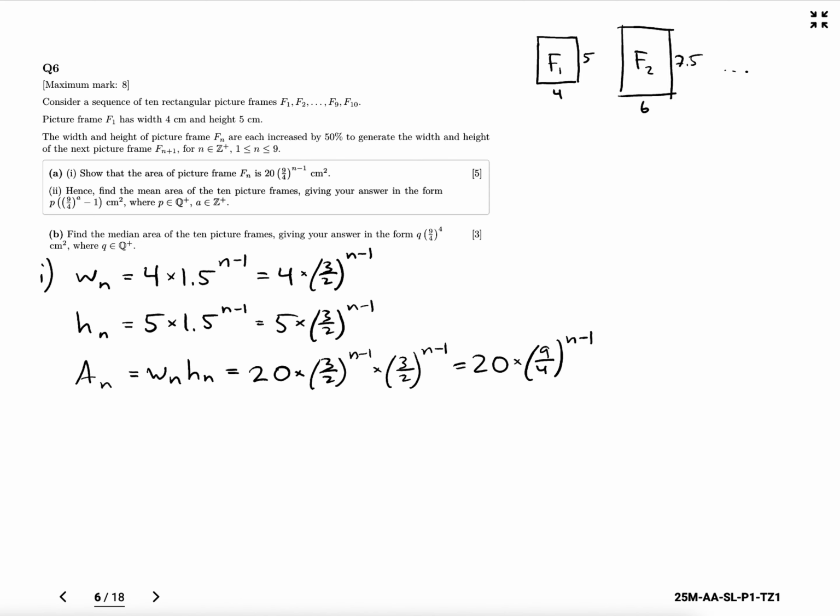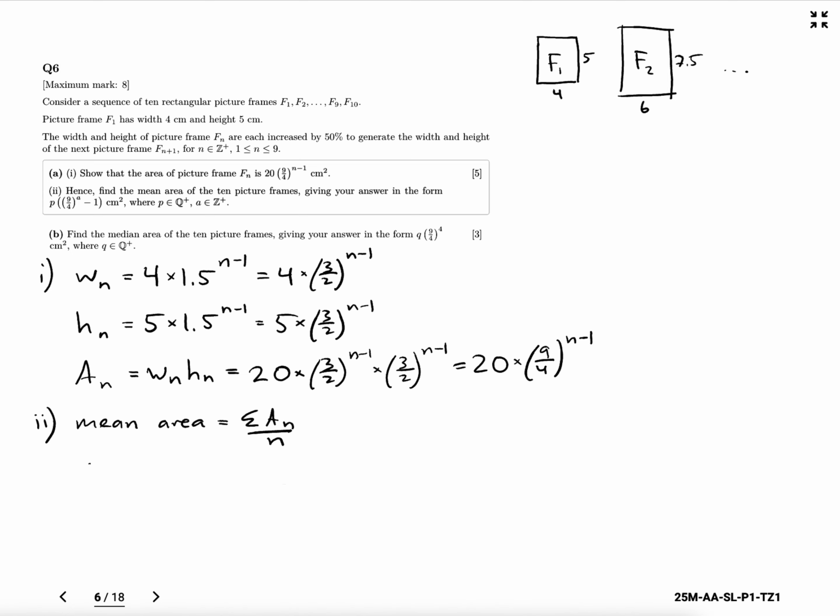Okay, and then let's do part 2. So hence find the mean area of the 10 picture frames, giving your answer in this form. So the mean area is going to be the total area divided by n. So we can write this as the sum of a_n divided by n.